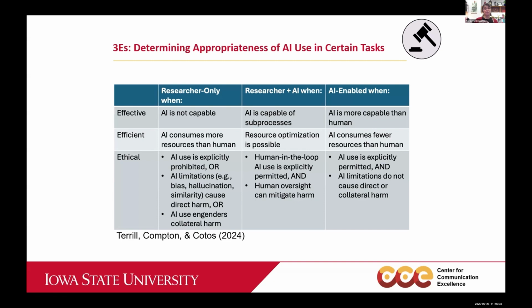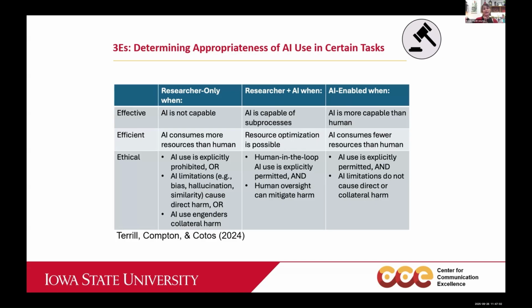Or if the AI use engenders collateral harm. To me, this is the case where maybe you're not hiring a grad assistant and maybe using your research funds for something else because you decided to use AI. That would cause collateral harm to a student who could have had that assistantship. So if somebody's losing a job because of your AI use, I personally would consider that collateral harm and would consider that an ethical threat.